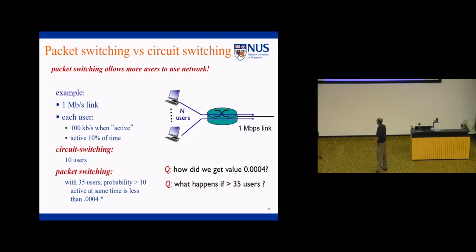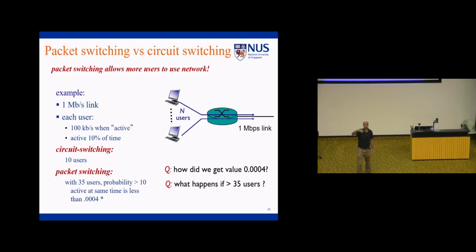So now I can ask you the question, how many users can you support in circuit switching and in packet switching? In circuit switching, when the first user comes in, it says, okay, when the user is active, he or she needs 100 kilobits per second, right? So user 1 comes in, I reserve something for you. How much? 100 kilobits per second. Now, whether you're active or inactive, I've reserved it for you, nobody else can touch it.